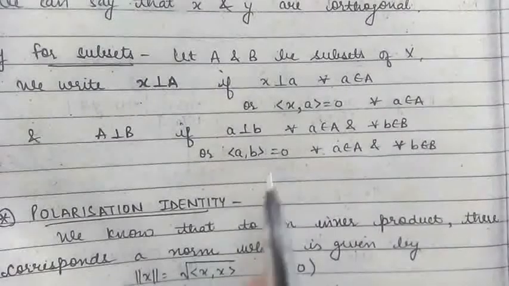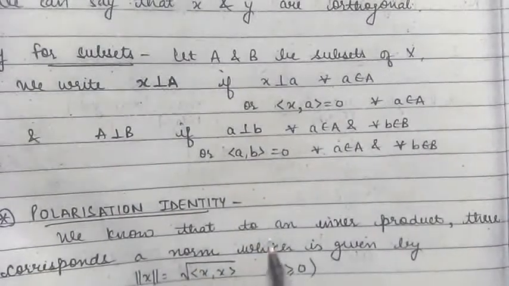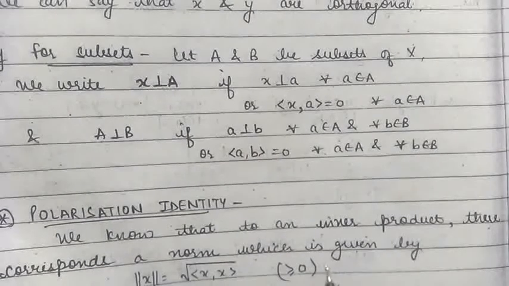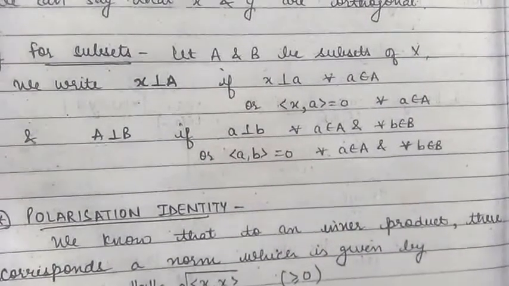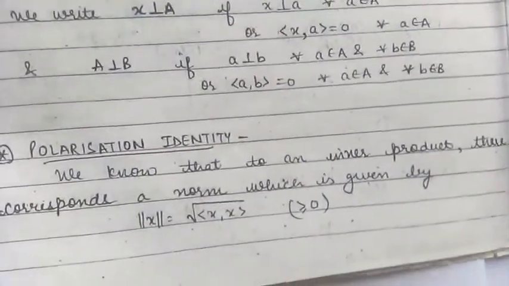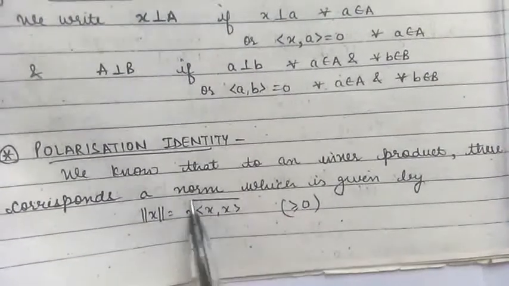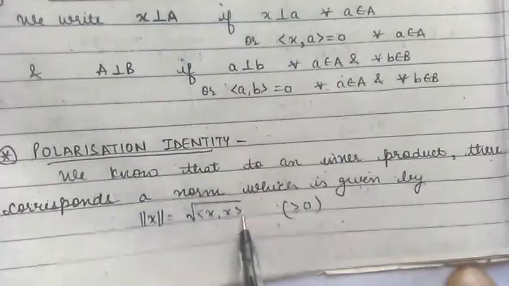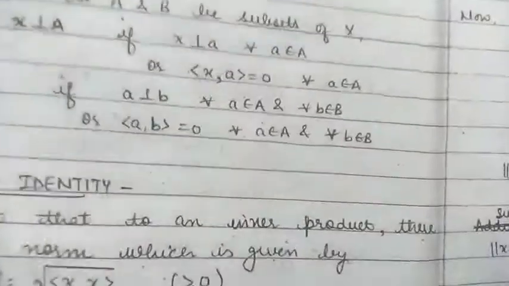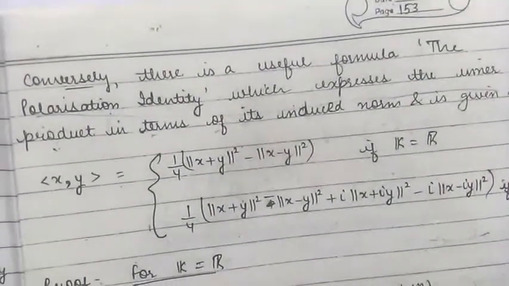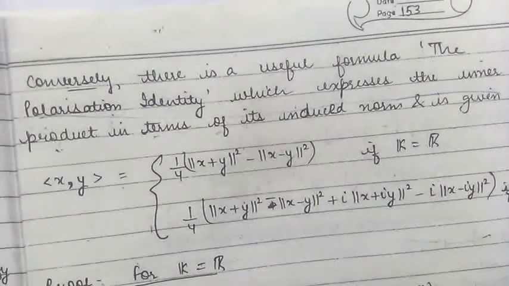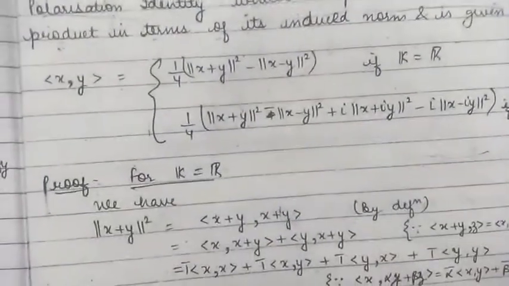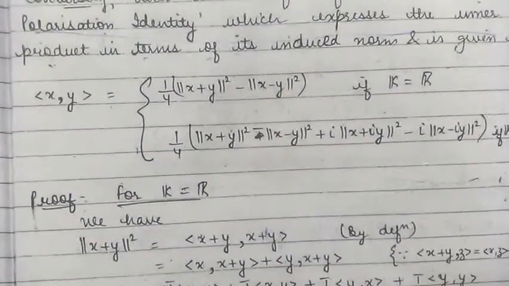Now we discuss an identity, the polarization identity, in inner product spaces. We have already discussed that in an inner product space, corresponding to that space, we always have a norm which is given by norm of x equal to the square root of the inner product of x with x, where x belongs to the inner product space, and the converse of this result is also true. That means we can have the inner product expressed in terms of its induced norm, and that is given by the identity which is called the polarization identity.